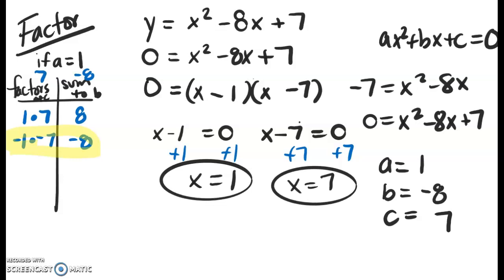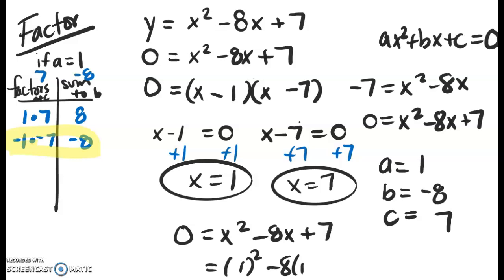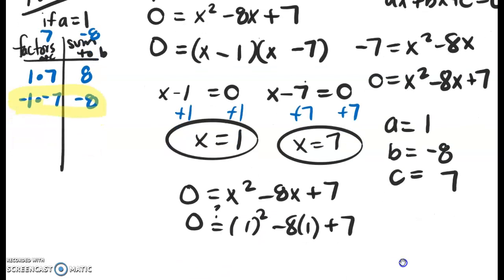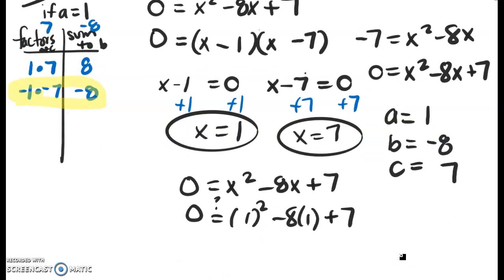And then I'm going to check if I did this right. In my original equation, I plug in 1, square it, minus 8 times 1 plus 7. And I check if the two sides match. And it does here. 1 minus 8 plus 7 is -7 plus 7, which is 0. So the two sides do match, and I've checked my work.